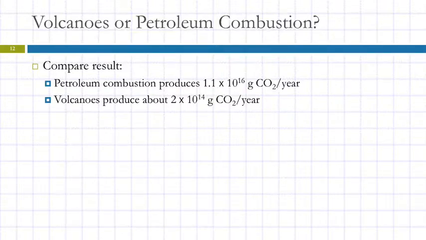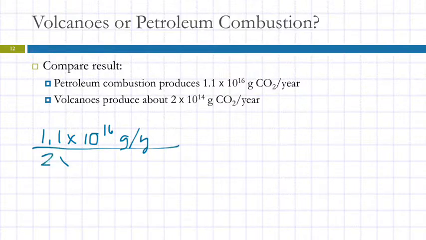How do we compare them? Well, we could see how many times larger it is. So 1.1 times 10 to the 16th grams per year divided by 2 times 10 to the 14th grams per year equals 55. So petroleum combustion produces 55 times more CO2 than the volcanoes. So we can't really be blaming the volcanoes for the increase in CO2.